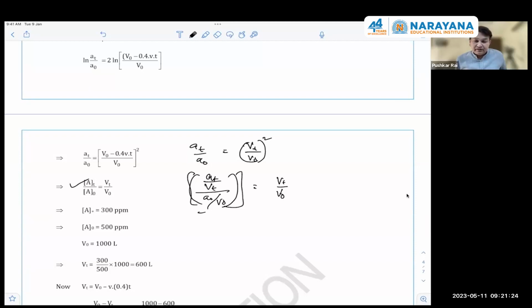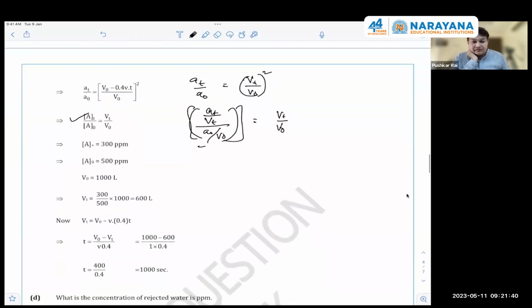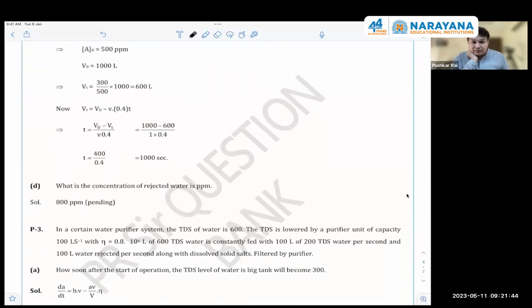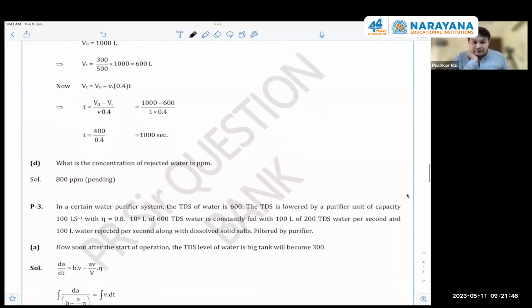You know, the first time you create a problem, sometimes when students solve it, they find some mistake. So I was very cautious, and I have checked it many times. I created this problem in such a manner that you get a very neat and clean answer, so that it gives you a feel of JEE. If they ask this question, the answer should be very simple. T equals 1000 seconds.